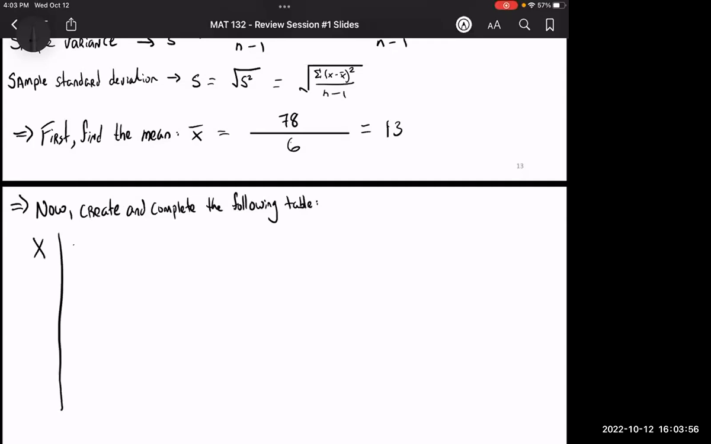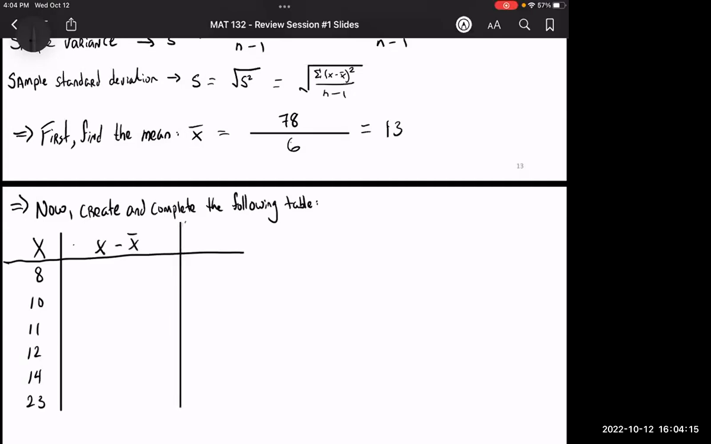So the first column should be all your data values, which are the numbers 8, 10, 11, 12, 14, and 23. Your second column is where you take each data value and subtract it from the mean. So what's 8 minus 13?